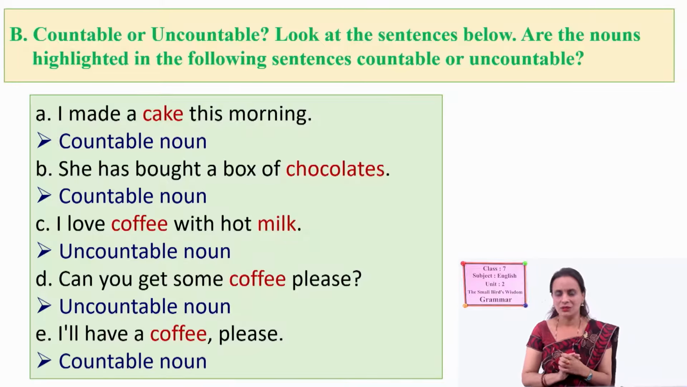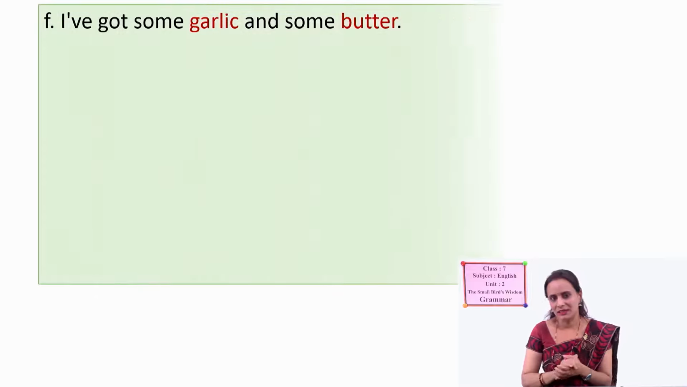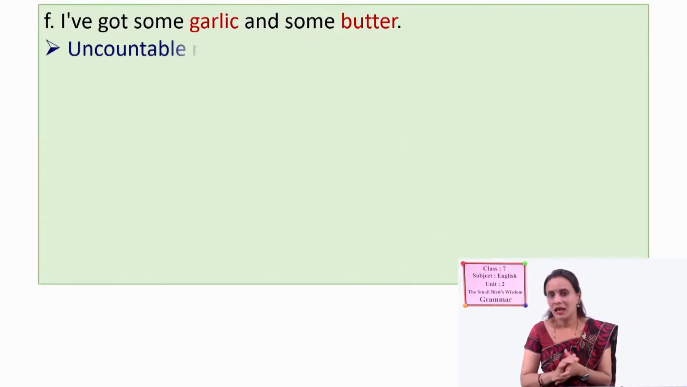Now let's do the other part of this exercise. I have got some garlic and some butter. Some garlic and some butter. But we don't know how many garlic and how many butter. Don't know how many. You cannot count it. So it is an uncountable noun.